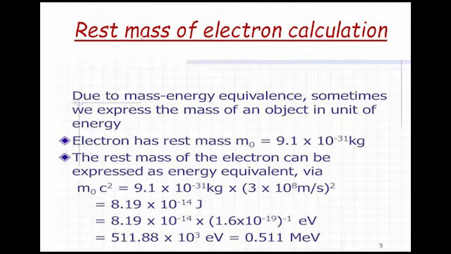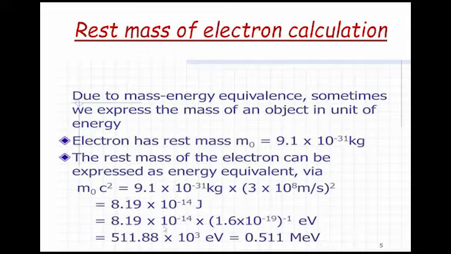Next, let us calculate the rest mass of the electron, the mass of the electron in MeV. For this, we know that the rest mass of the electron is 9.1 into 10 raised to minus 31. This is of the order of 10 to the minus 31, because electrons are very light particles. Its mass is very small. So this is equal to 9.1 into 10 raised to minus 31 kilogram. So we can convert this into energy. That is equal to 9.1 into 10 raised to minus 31 kilogram into 3 into 10 raised to 8 meter per second, whole square. So you will get E is equal to 8.19 into 10 raised to minus 14 joule.